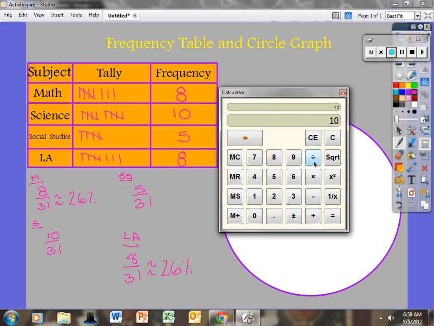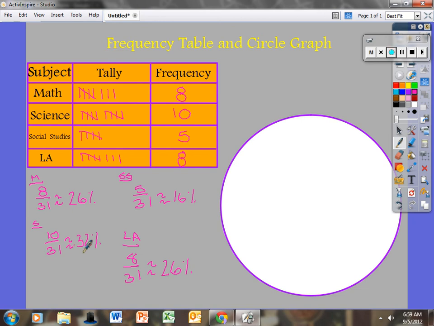Now I'll go over to science, which is the most popular. 10 kids of the 31, so 10 divided by 31 gives me this. I'm going to multiply that by 100. That gives me 32 and 2/10, which I approximate as 32% because that 2 does not tell me to round up. And finally, sorry, Miss Spagnola, only 5 kids out of the 31 chose social studies as their favorite subject. I multiply by 100 because percents are out of 100. That's 16 and 1/10. That 1 does not tell me to round up, so that gives me 16% of the students I polled chose social studies.